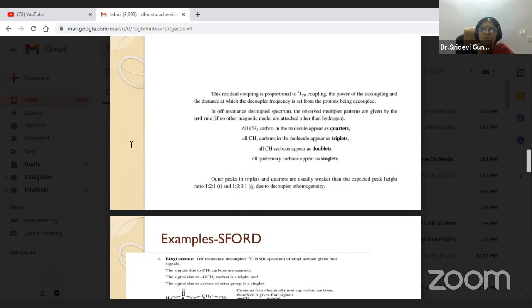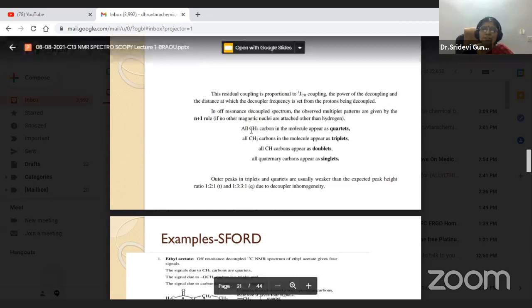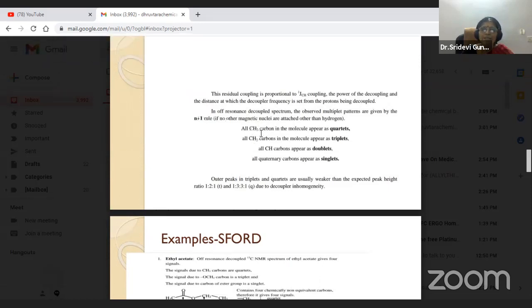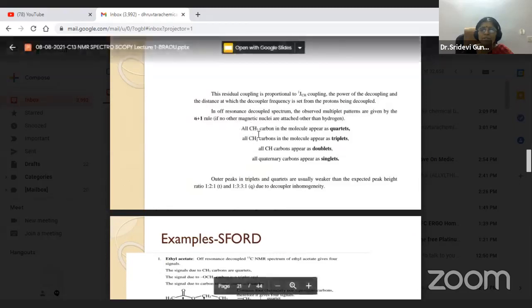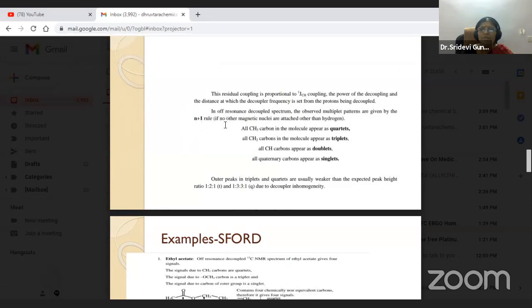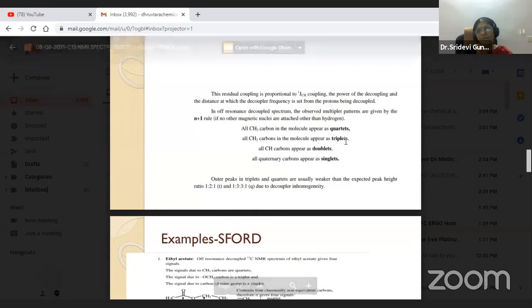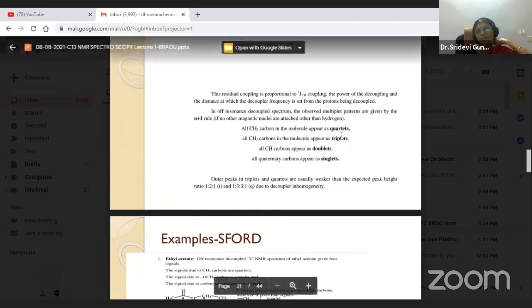Based on the N+1 rule, the normal spin splitting rule, what do you get? A CH3 carbon has three hydrogens, so 3 plus 1 gives a quartet. All CH3 carbons appear as quartets. All CH2 carbons appear as triplets. All CH carbons appear as doublets. All quaternary carbons appear as singlets.